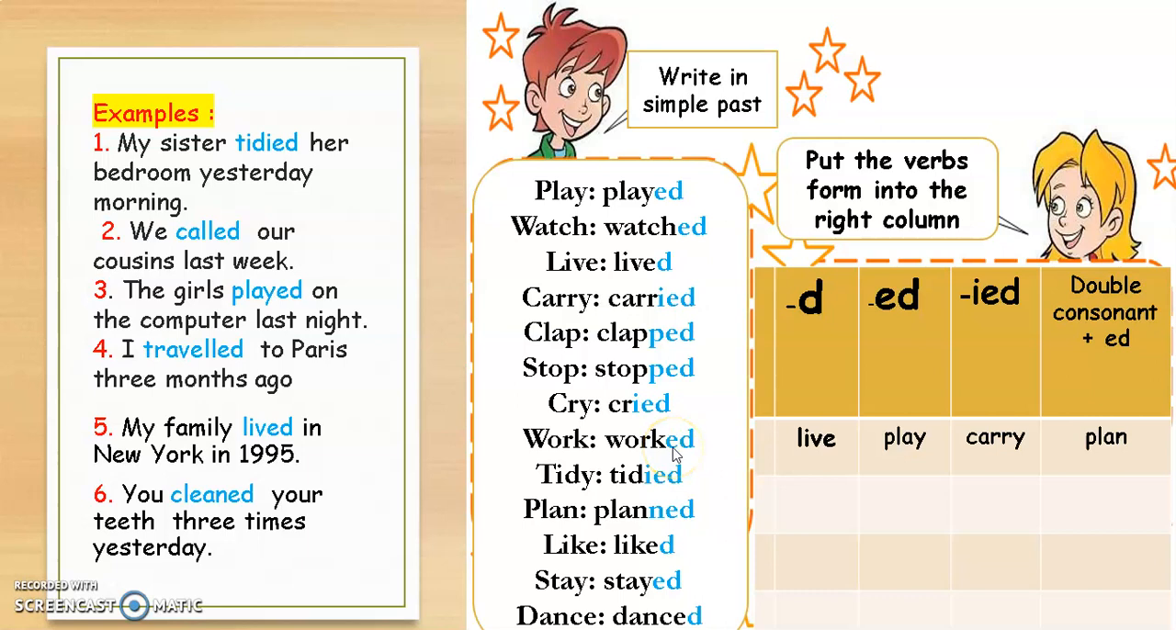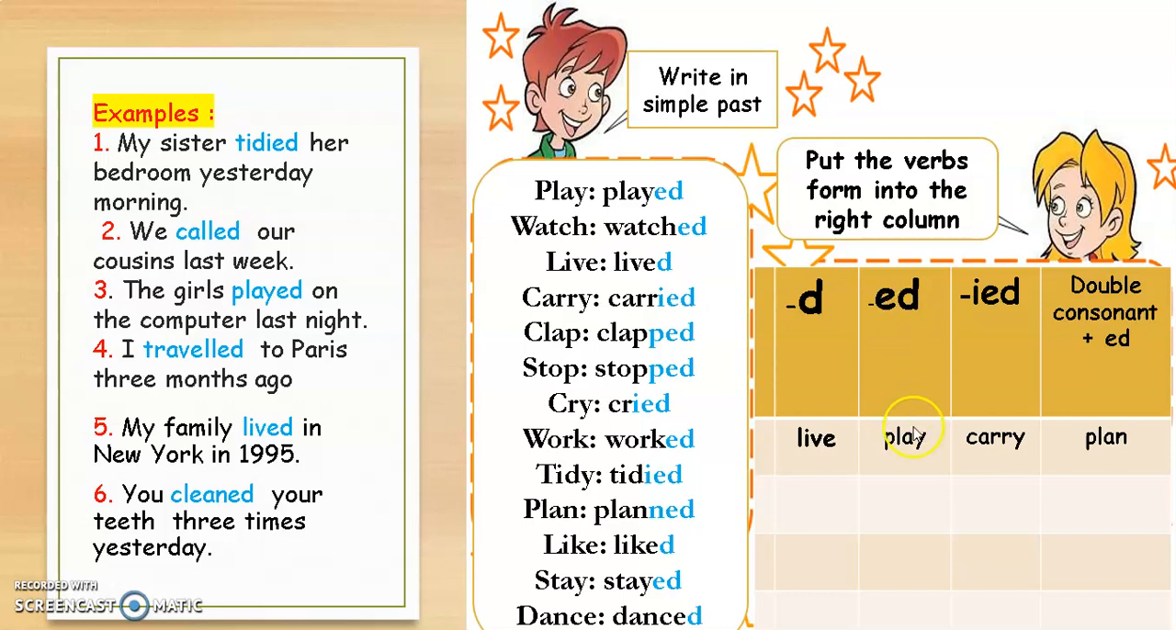And then let's go. Clap, clapped. Stop, stopped. Cry, cried. Same thing as carry here. Y becomes IED. Work, worked. Tidy, tidied. Plan, planned. Like, liked. Stay, stayed. Dance, and danced. So basically what we're going to do here is put in this column the verbs that we only add a D to. For example, live, because it ends with E, so we cannot add ED again. You see, live, there we go, it ends with E, so we have to only add a D here.